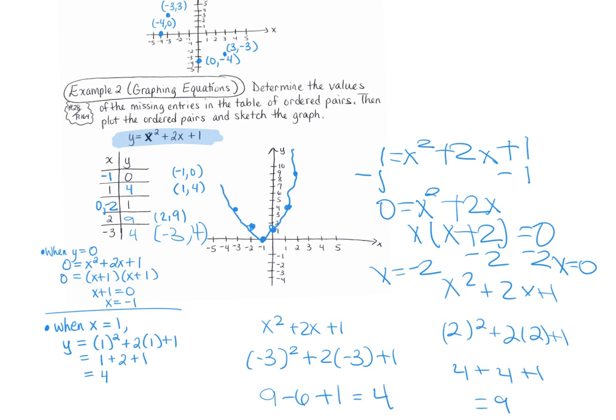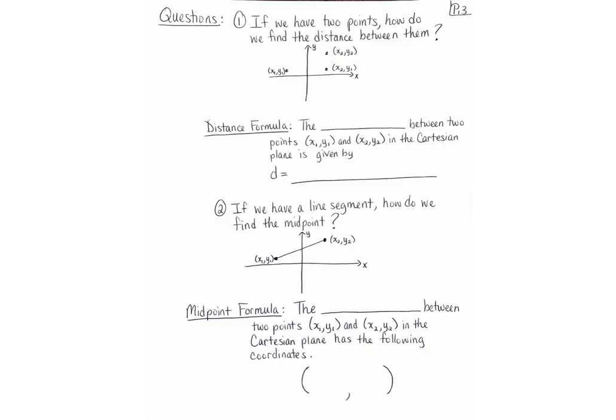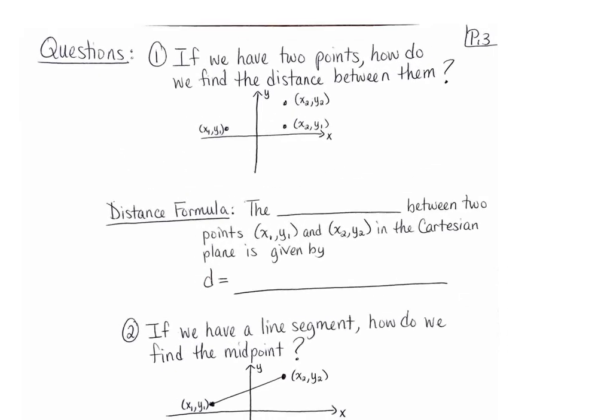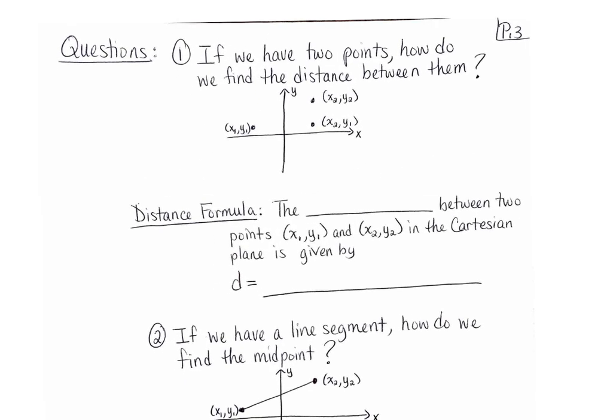Sorry, y'all, my handwriting. All right, everybody gets the idea? So excellent job. So now, if we have 2 points, how do we find the distance between them? So now we're transitioning into distance and midpoint. So if we have 2 points, how do we find the distance between them?